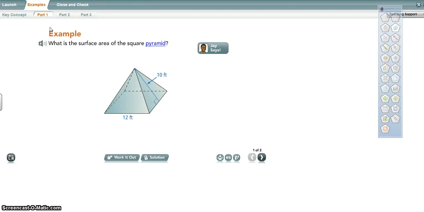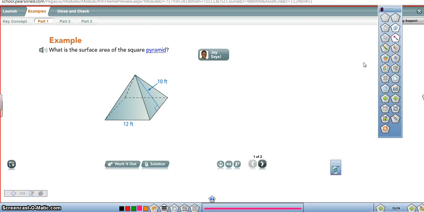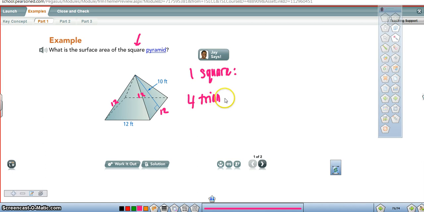Alright, we'll begin by finding the surface area of this square pyramid. This square pyramid is called a square pyramid because its base is a square. So we know that it's 12 all around the bottom here. To find the surface area, we need to find the area of all of the surfaces and total it up. So we need to find the area of 1 square for the base. And we need to find the area of 4 triangles for all the other sides, the left, the right, the back, the front.